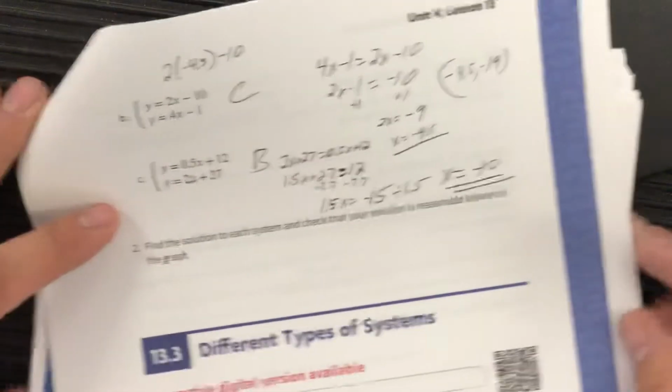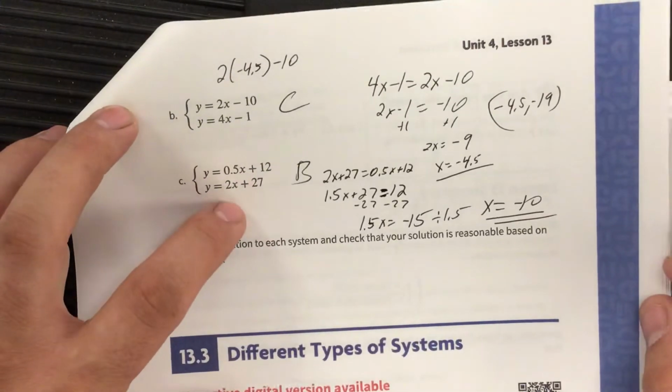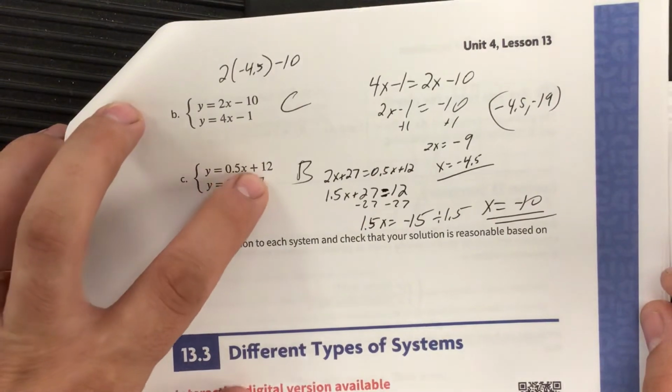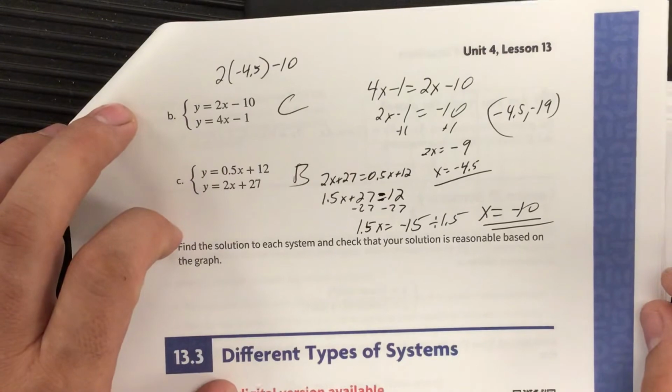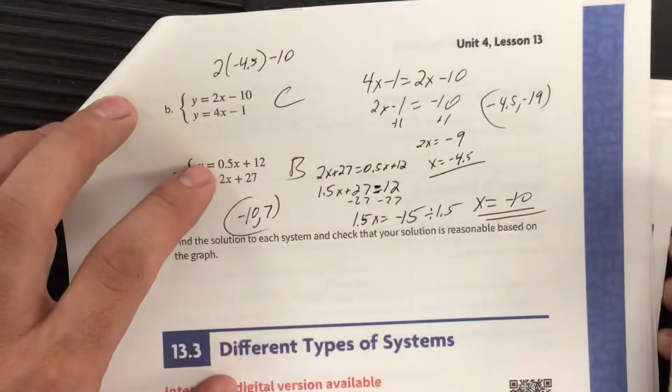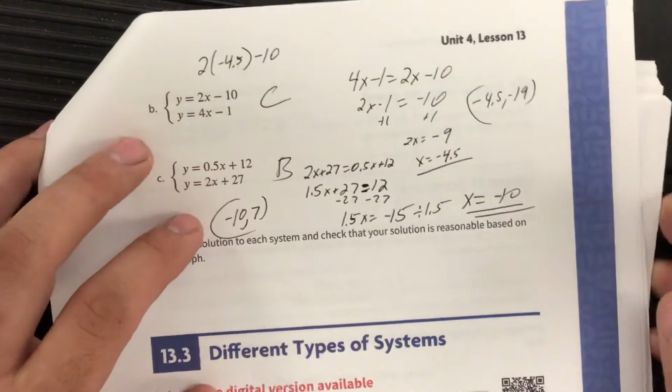Plug it in. Which one? Oh, top one. Yeah, it doesn't matter. Okay, so half times negative 10, negative 5, plus 12. 7. You're mostly right.